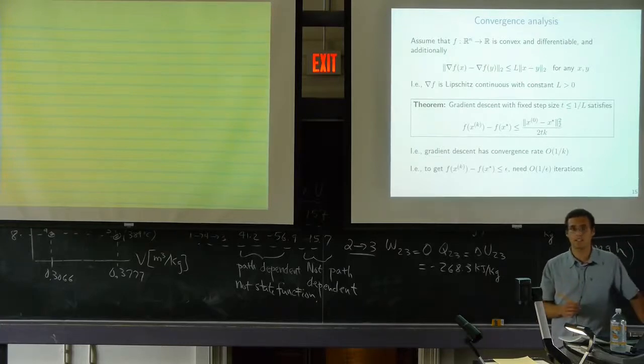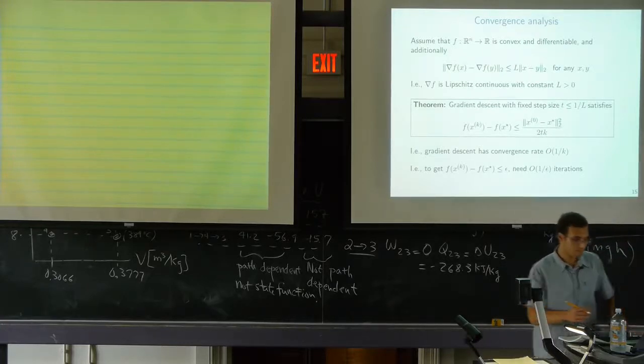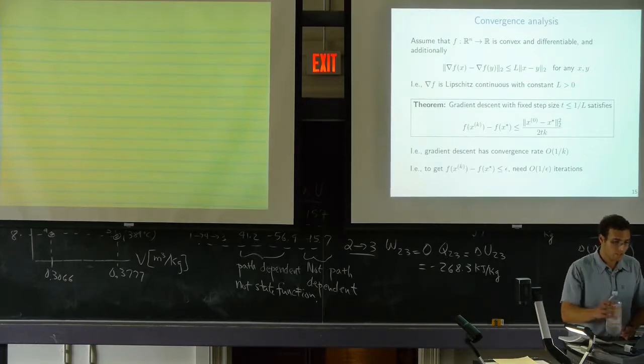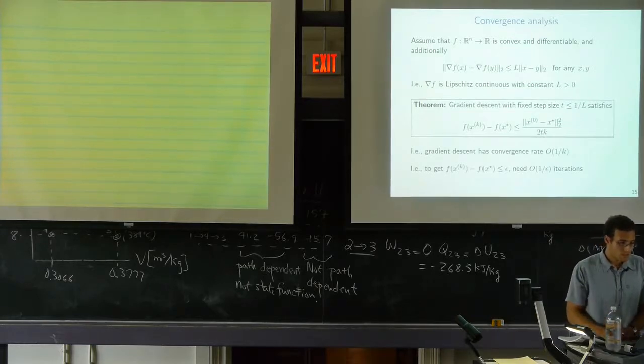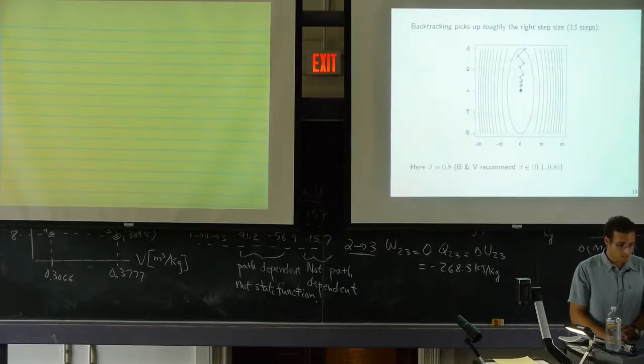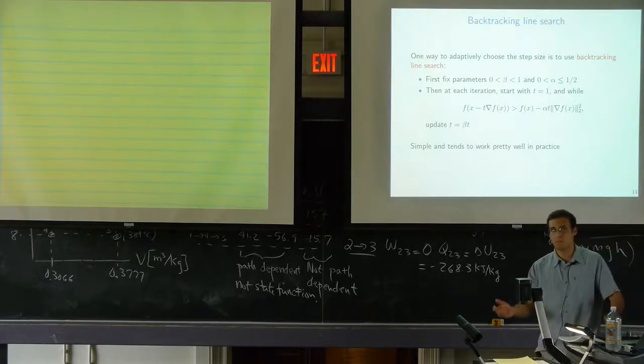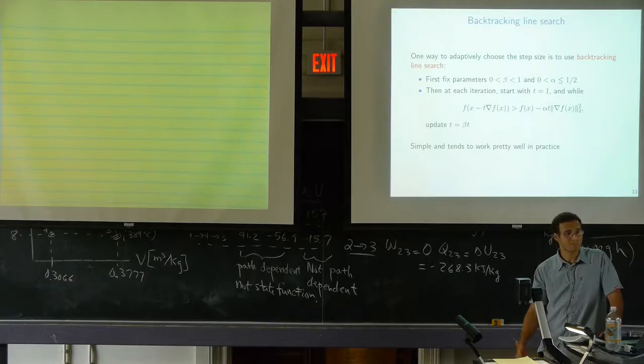Yeah? When you do backtracking, how do you know that the step size you start off with is big enough? That's a good question. So for one, it doesn't really hurt to take too small step sizes to begin with, right? Too big step sizes are what might cause the algorithm to diverge. So if you started off with something too small, then backtracking will be slow, but it'll still converge. But that's a good question.